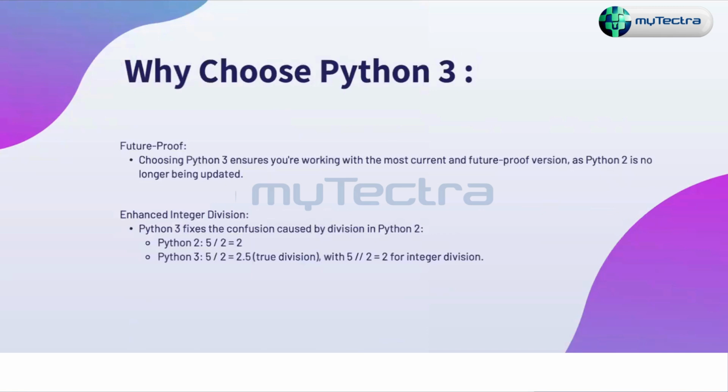There is one more concept: future proof. When we choose Python 3, that ensures we have the most current and future-proof version, as Python 2 is not going to get updated. Python 2 was developed and it stays like that. Whatever enhancement is coming up, it is coming up in Python 3. Maybe in future we can have Python 4, 5, 6. But till then Python 2 is of no use, no longer updated. So rather than going with Python 2, we can simply go with Python 3. That is the future-proof concept for why we are going with Python 3.